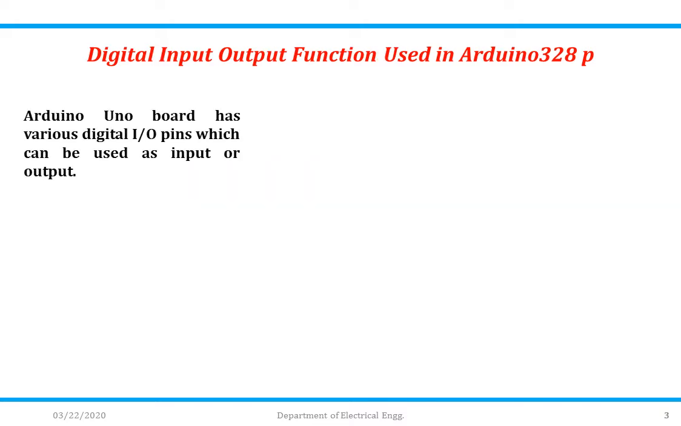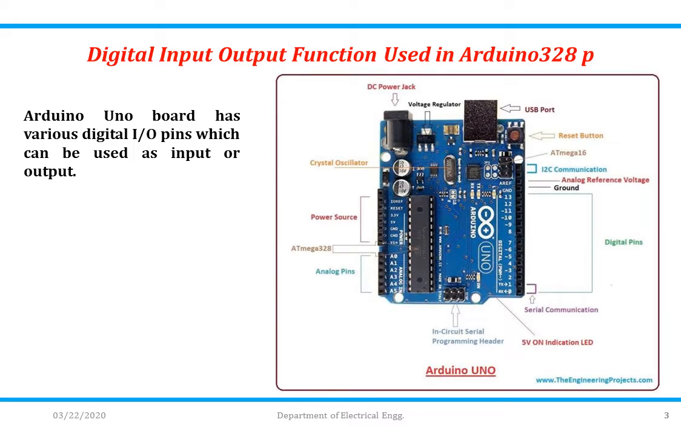Basically, the Arduino UNO board has various digital I/O pins which can be used as an input or an output. So this is a picture of Arduino UNO. Now the region which is shown here indicates the digital pins. There are 14 digital pins starting from 0 to 13. So 0, 1, 2, 3, 4, 5, 6, 7, 8, 9, 10, 11, 12, 13. These are the 14 digital pins of Arduino.